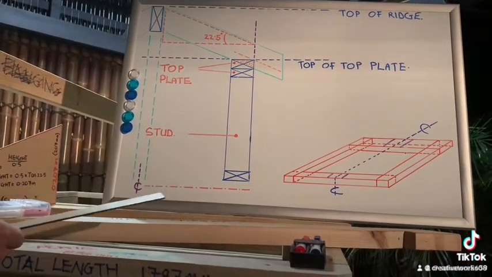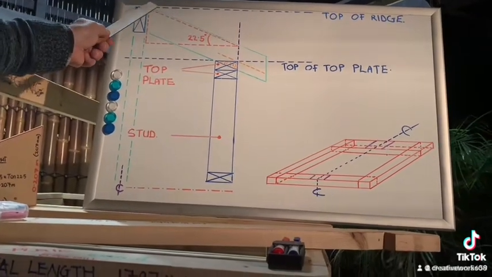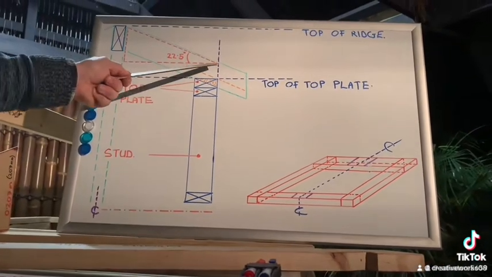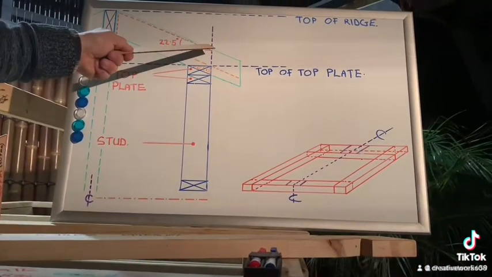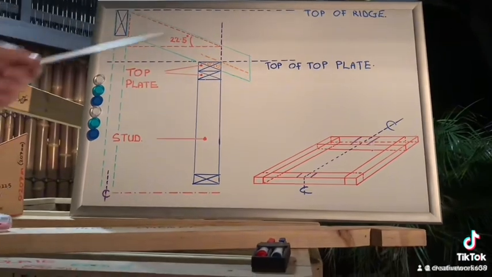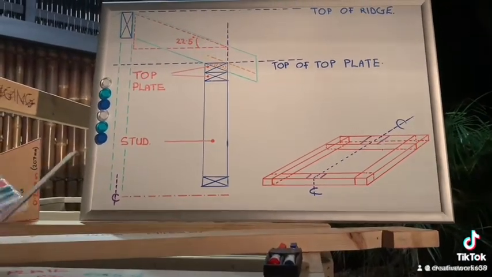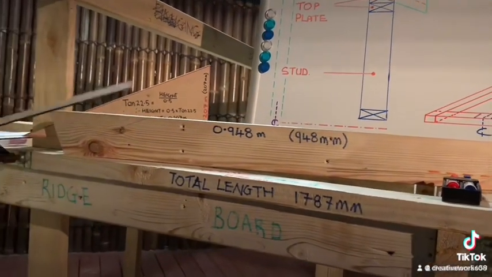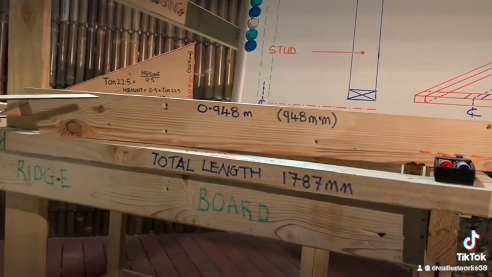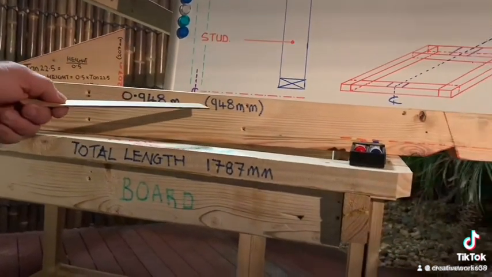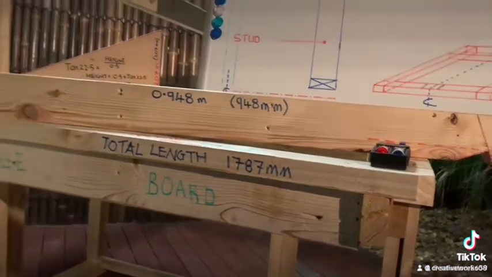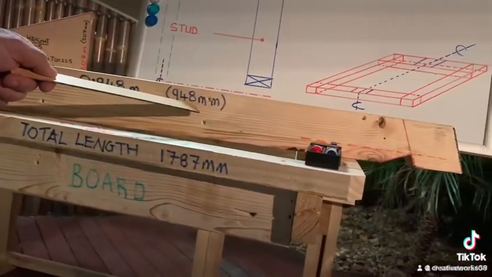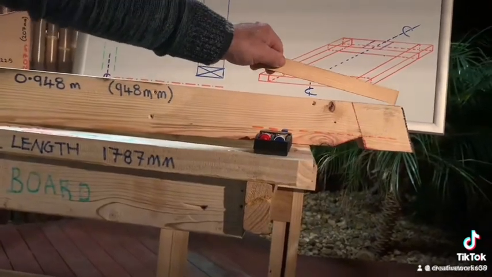So all I had to do then was work out my rafter length using Pythagoras' theorem. We've got this distance, we've got this distance, and we can use Pythagoras' theorem to get that distance there. It worked out that our rafter length was 0.948 meters, or 948 millimeters, from this point through to this point, and our overhang was roughly 100 millimeters.